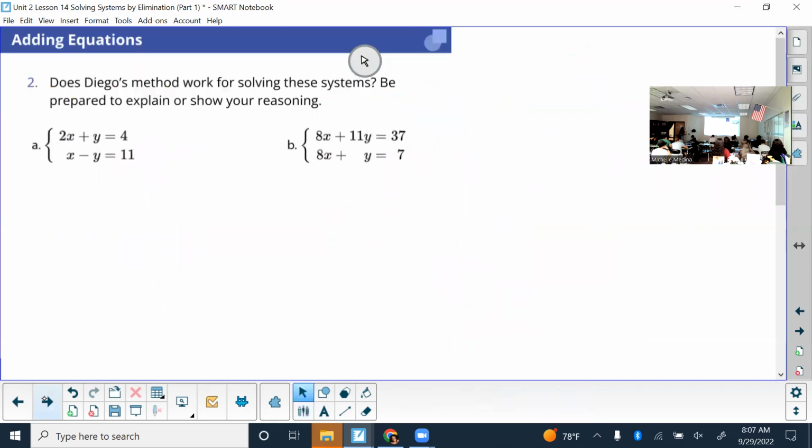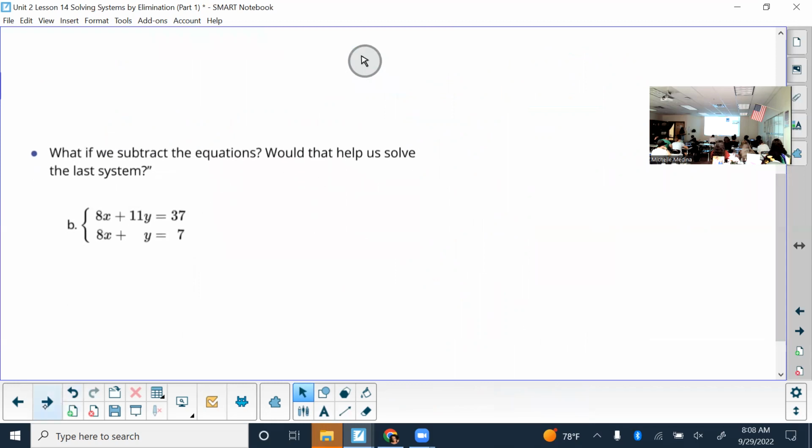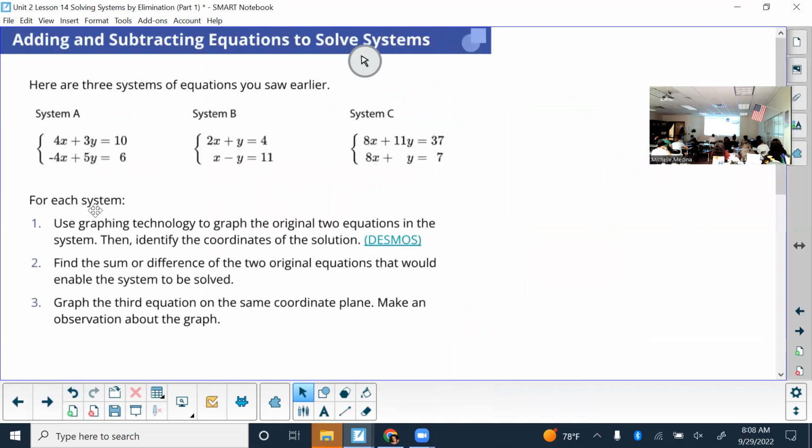All right, I'll give you a couple to try. We already did these two. All right, we already did that. So here's how we can split it up. I'll have this side solve system A. If you're in the middle, solve system B. And if you're on the right side of the room, solve system C. So try that.